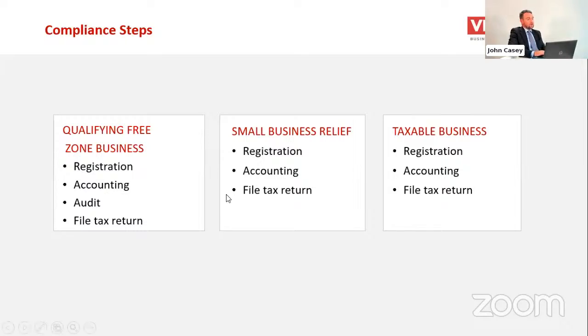There is one difference between these three criteria, which is if you are going for the qualifying free zone exemption, you'll also need to do an audit. The only other group that needs to do audits is if your revenue is more than 50 million dirhams, right? In that situation, you need to do an audit for your tax return as well. But if you are going for small business relief, or if your revenue is less than 50 million dirhams, you don't need to do an audit. You just need to make sure that your accounting is done up to the correct standard.